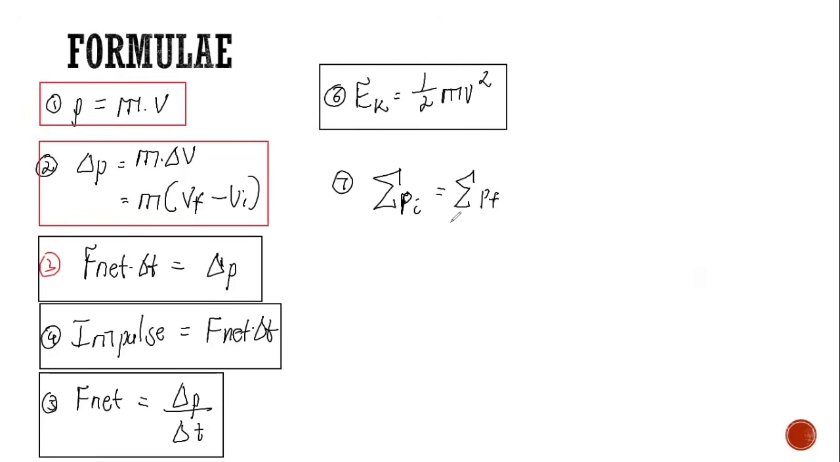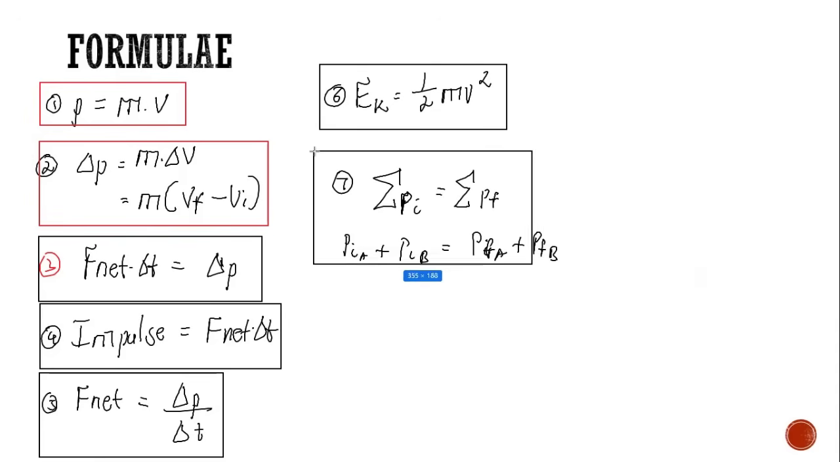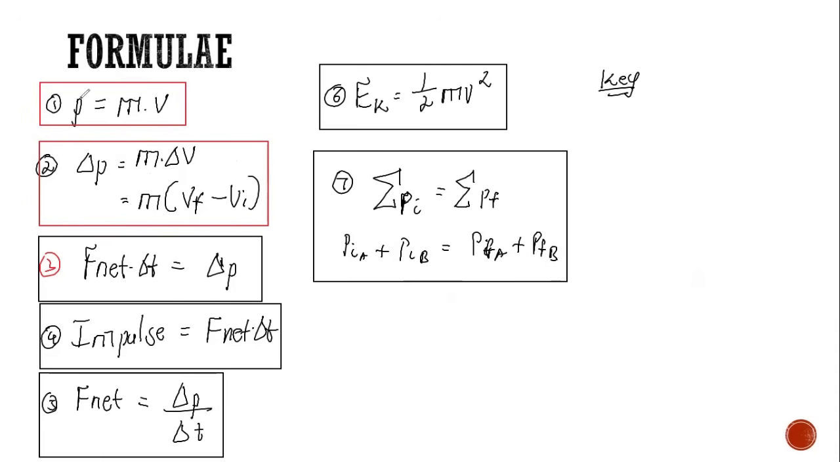Now with this one, this is where we have the different cases of collision, right? In most cases, you will just have momentum initially for object A plus momentum initially for object B is equal to momentum finally for object A plus momentum finally for object B, right? We're still going to speak more about this one. But as we can see with the formulas, you also need to understand the key, the symbols, what they mean.